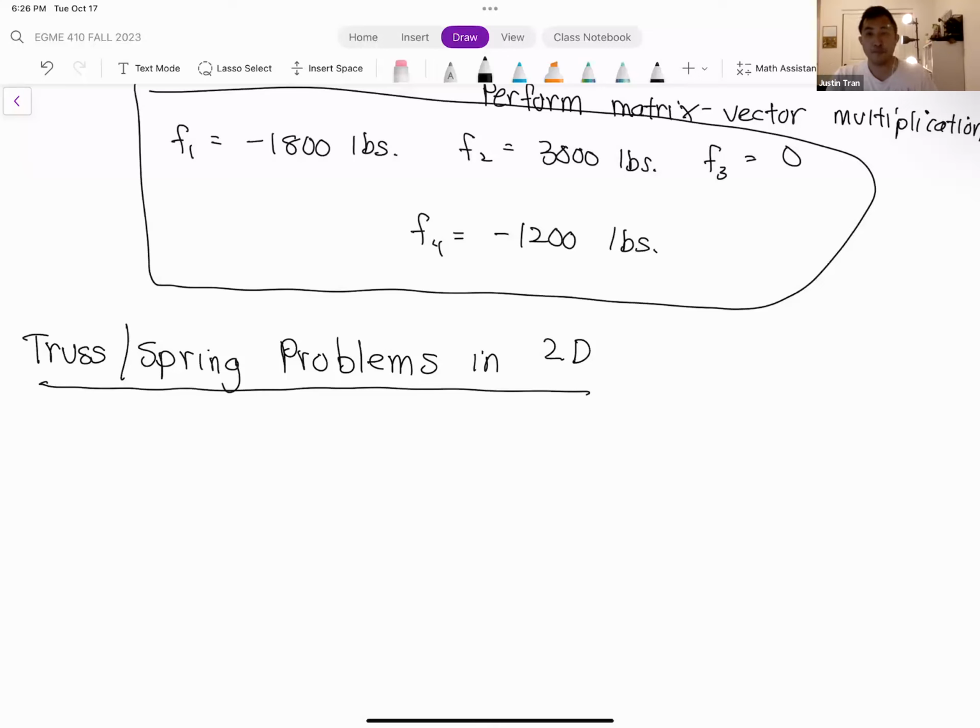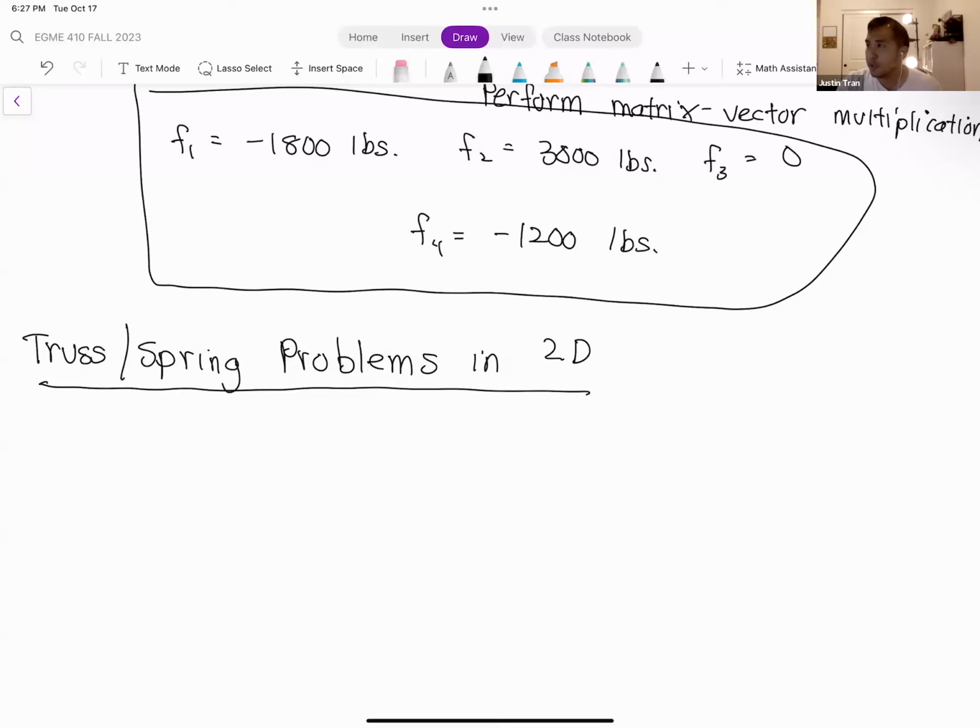Okay. All right. So far, all of the direct stiffness problems that we've done, either involving springs or involving trusses, have been 1D problems, right? And so the deformation is only in one dimension. So we either have tension or compression.